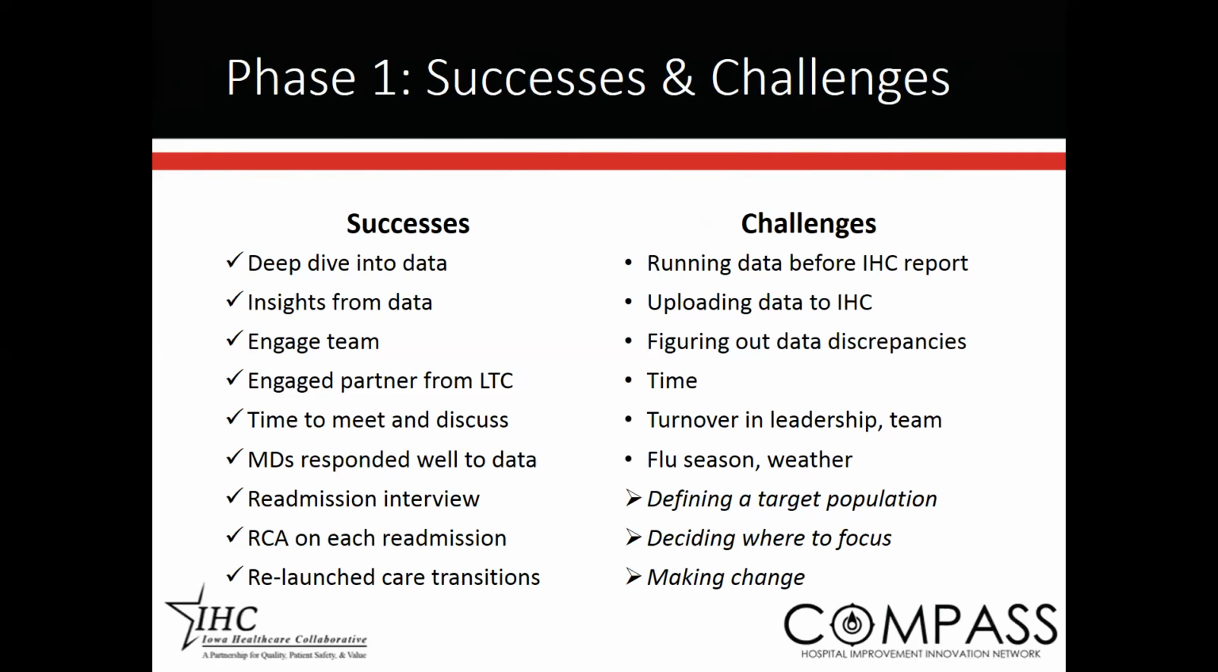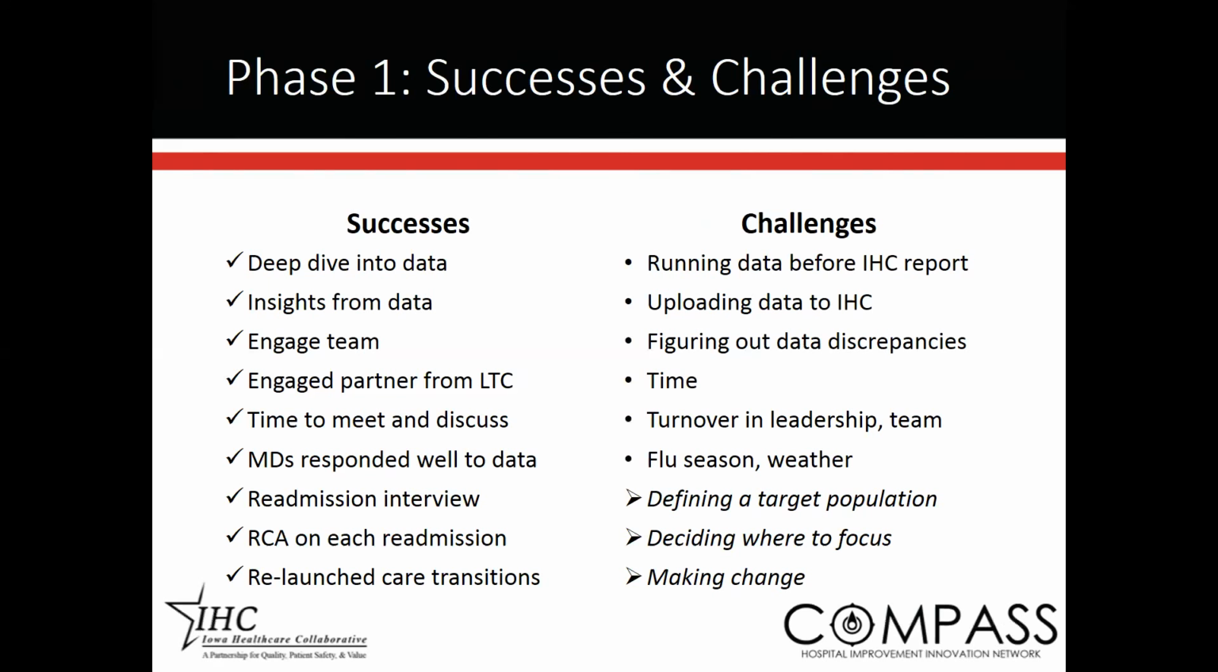Another team was able in this first month to engage a new partner on their team, a partner from long-term care, which is fantastic to see. We love to see those teams growing and broadening across the continuum. Another couple teams reported that the readmission interview and doing a root cause analysis on every readmission has been a good success for them in phase 1, and that's in fact what we'll dive into a little bit more today. So we're really glad that you're working ahead of the game, which is fantastic.